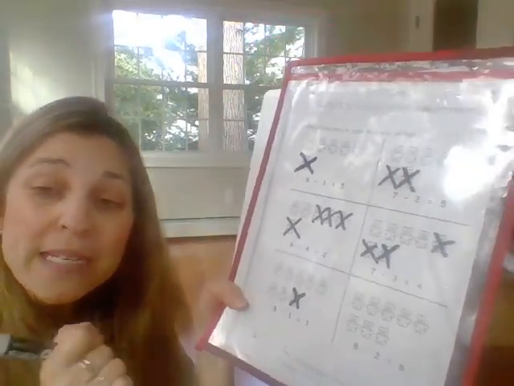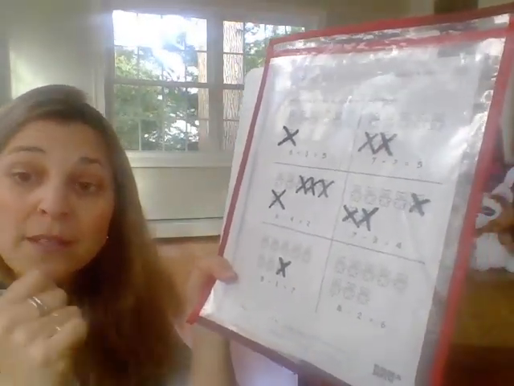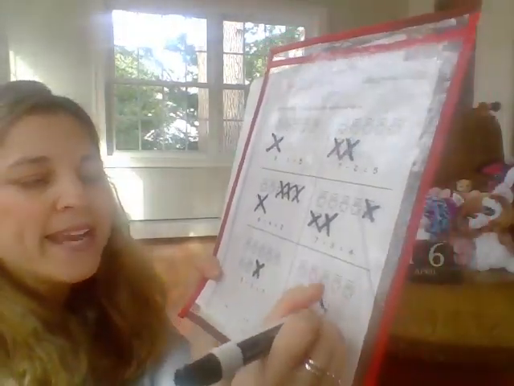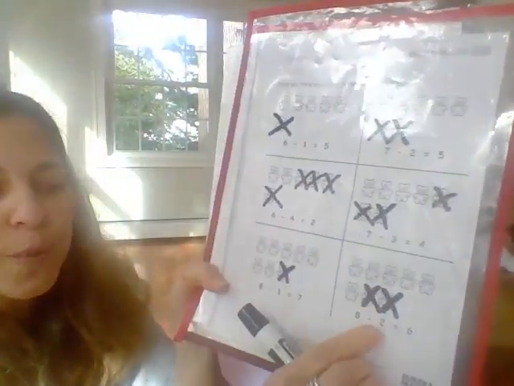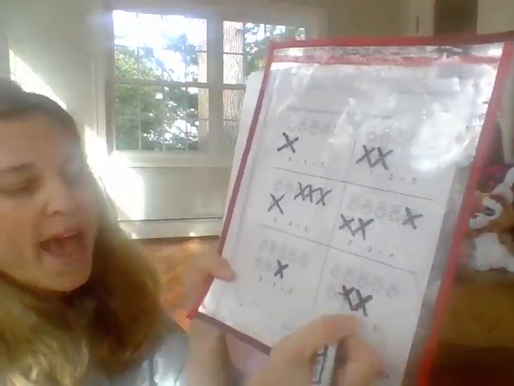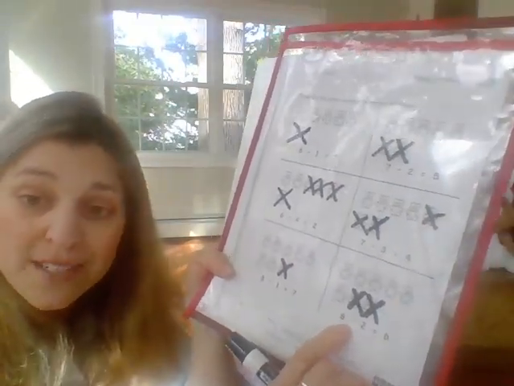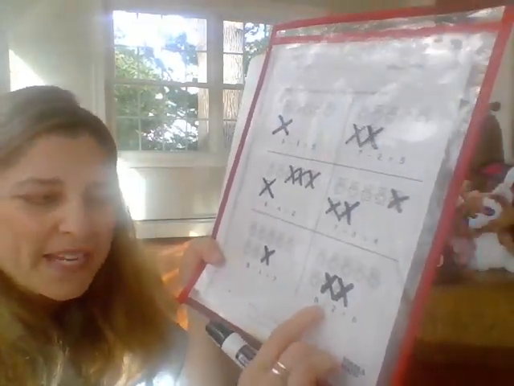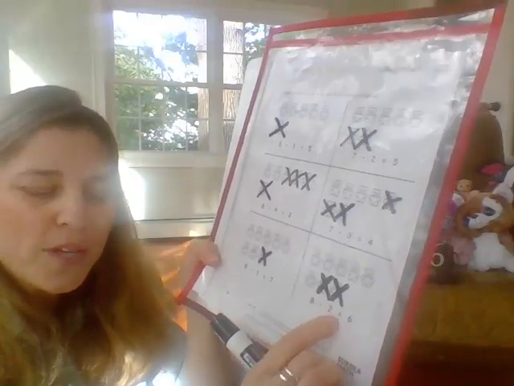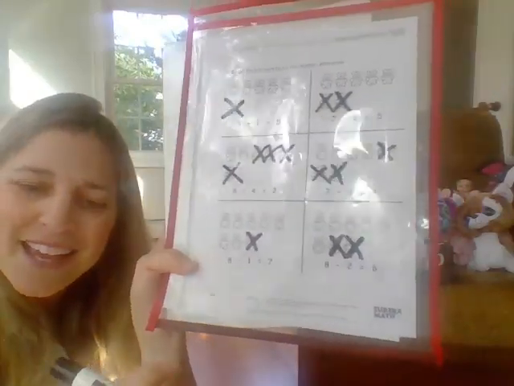All right, next number sentence says 8 minus 2 equals 6. So how many do I need to X out, boys and girls? That's right, 2. I need to X out 2 because it says minus 2. We're taking 2 away. Now I have 6 that remain, okay? 6 are left. Let's read the number sentence. Ready? 8 minus 2 equals 6. Yay!